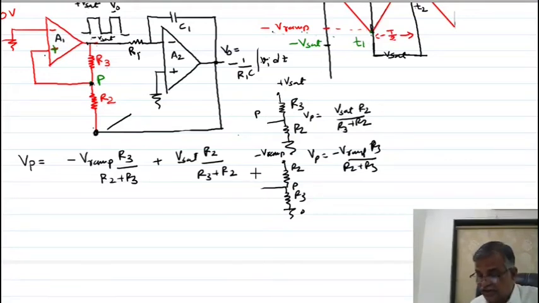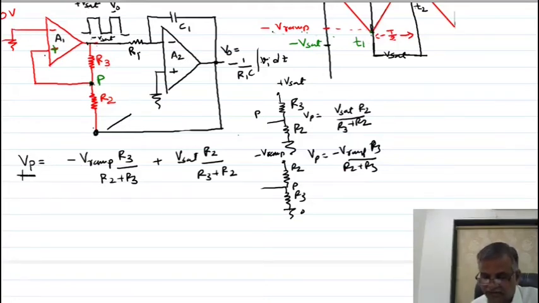Now, the second time, here I have to give a negative voltage, and this is your 0. Negative voltage means minus V ramp. So I have kept minus V ramp at this point, and this is your ground. So what is the voltage at this point? It is minus V ramp into R3 upon R2 plus R3. The addition of these is called the superposition principle. With the help of the superposition principle, I can find the value of the potential at point P.